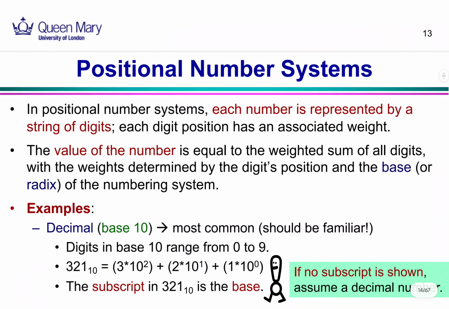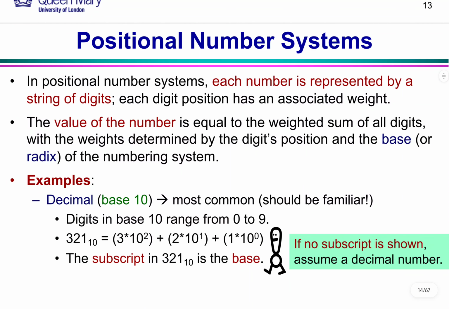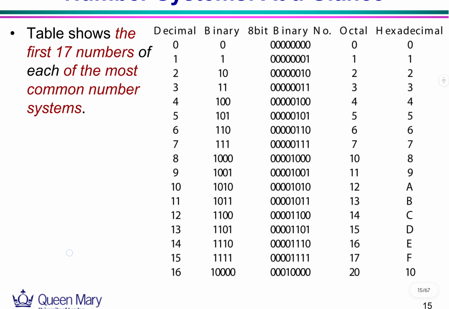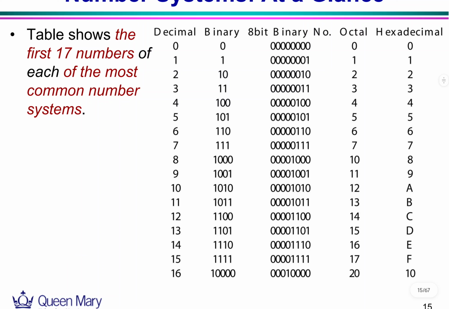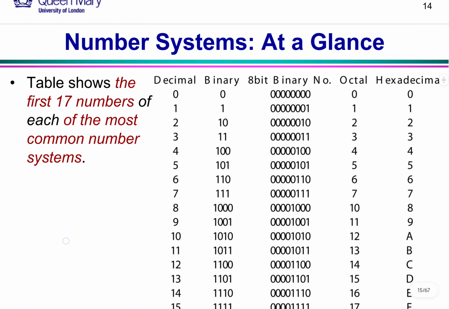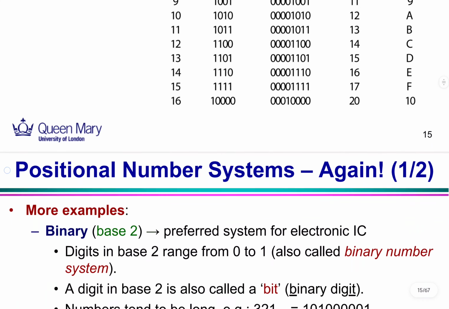And what is a number system? A positional number system represents each number by a string of digits, where each digit has a weight. The weighted sum gives the value. Examples are octal, binary, and hexadecimal, with digits 0 to 7 and 0 to 15.